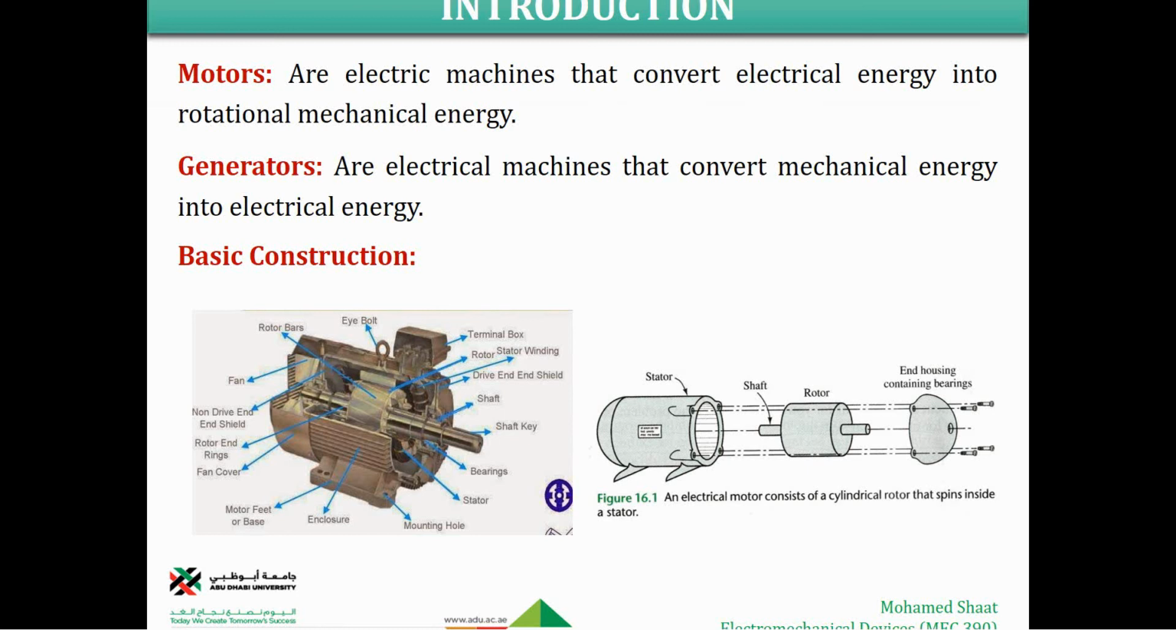What is the difference? Simply, an electrical motor is an electrical machine or device whose main objective is to convert electrical energy into rotational mechanical energy. In other words, using the motor, we can generate kinetic or mechanical energy from a given electrical energy. You have to give electrical energy to receive mechanical energy, and these electrical motors are used a lot.